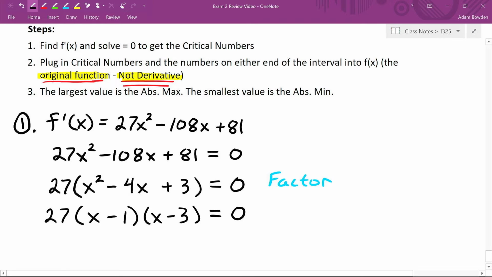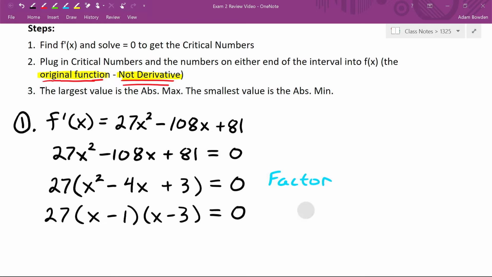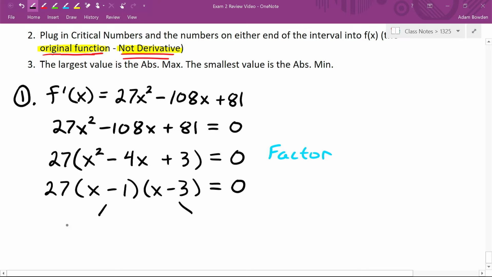A quick way of telling, and this is the shortcut factoring we use, is that -1 and -3 both multiply to +3, and they both add to -4. So what we can do now is set each of our factors equal to 0, and we'll solve to get x is equal to 1 and x is equal to 3.